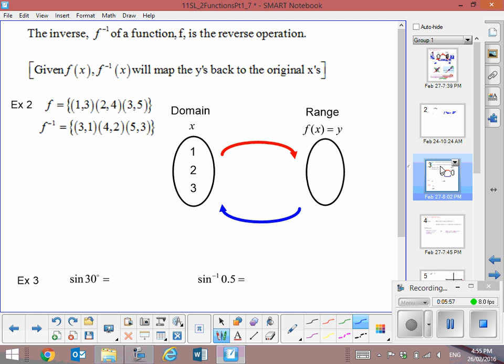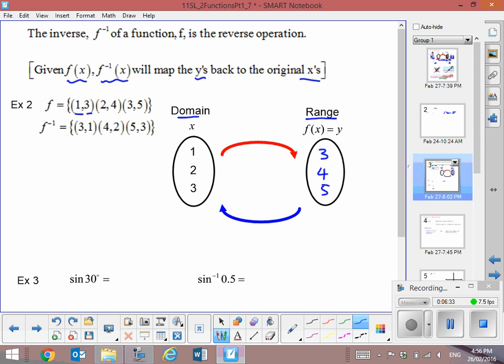The inverse f to the minus 1 of a function is the reverse operation. So given an f of x, the f to the minus 1, the inverse function, will map the y's back to the original x's. So if this is our initial function in example 2, I've just got 3 points: 1, 3. So in other words, 1 becomes 3 in this function, 2 becomes 4, 3 becomes 5. So that's our domain for our original function.